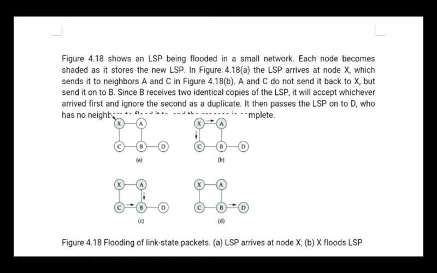So here you just see that the new LSP has arrived at the node X, which sends it to neighbors A and C. So X is receiving a new LSP. Say, for example, there is another router present in the network called Y. From Y, X has received the LSP. This is a new one. Now X is going to check the sequence number.